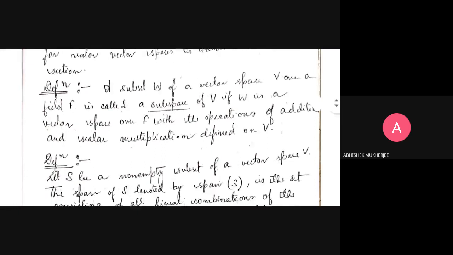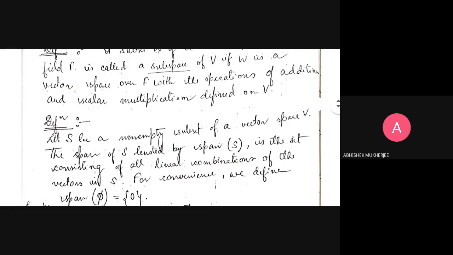Now I will give the definition of what is span. So let S be a non-empty subset of a vector space V. The span of S, which is denoted by span S, is the set consisting of all linear combinations of the vectors in S. For convenience, we define span phi equal to {0}, the singleton 0.